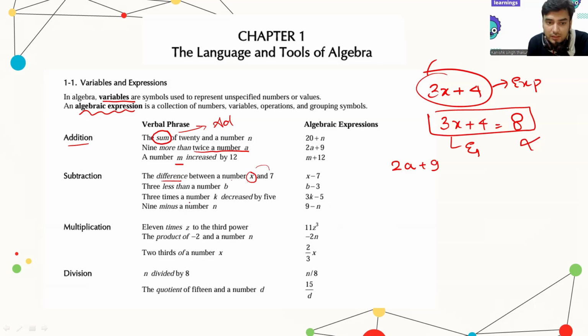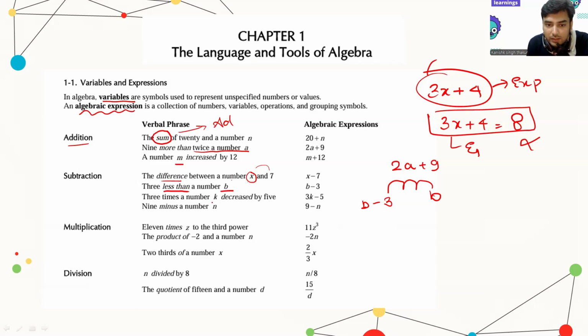So x minus 7. 3 less than a number b. So this would be b taken away 3. Right, from b you have to go 3 less than it. So this would be b minus 3. From b, you have to take away 3.